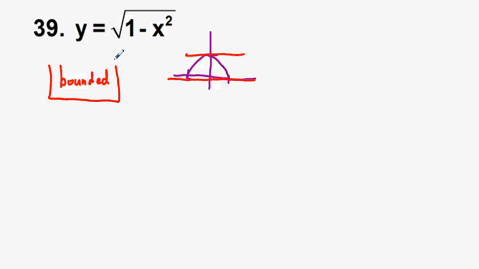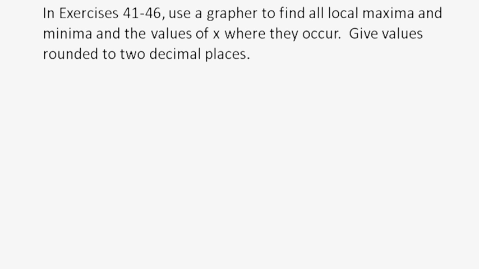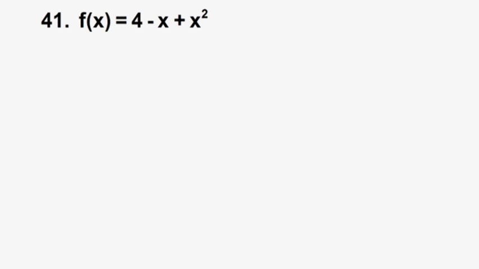That is our answer. Okay, exercises 41 to 46: use a graph to find all local maxima and minima and the values of x where they occur. Give values rounded to 2 decimal places. So for these exercises, we're being invited to use our graphing calculator, which we will do.